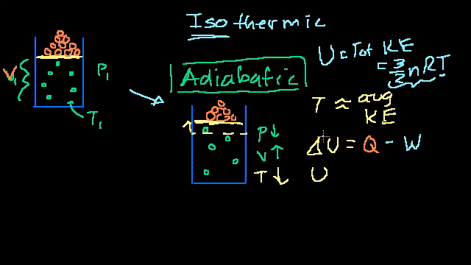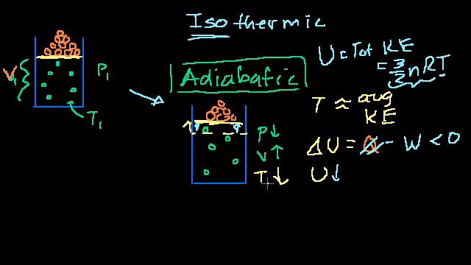Now it's adiabatic, so there's no heat added to the system. So the change in internal energy is equal to minus the work done by the system. Well, in this situation, the system did do work. It pushed this piston up by some distance with some force. So your delta U is negative. It's less than 0. So U went down.